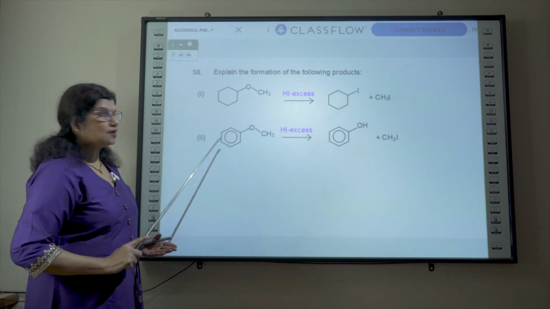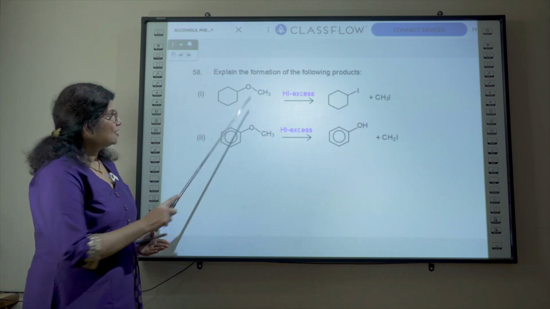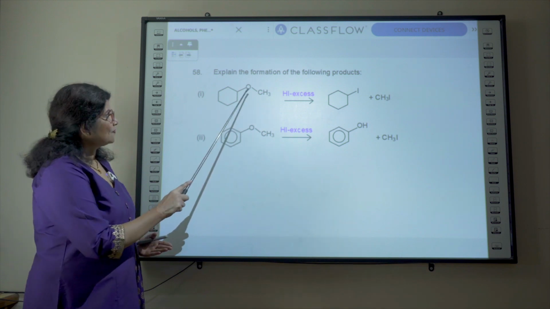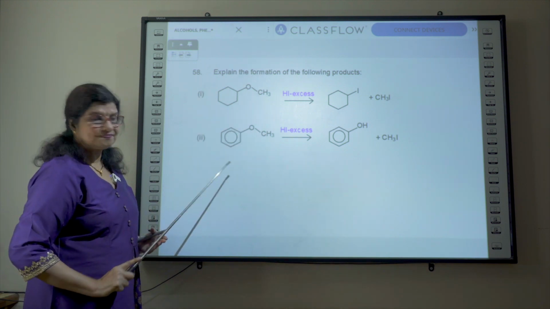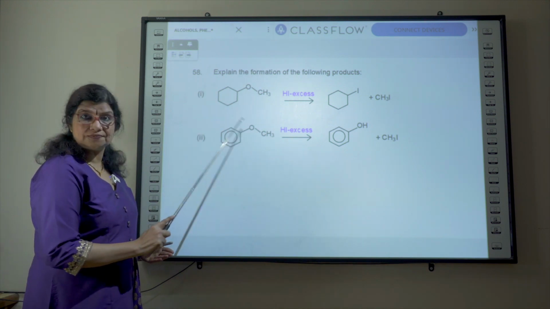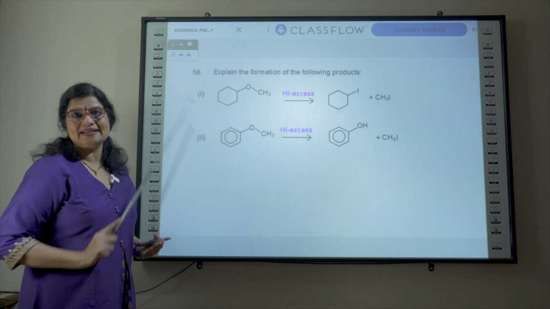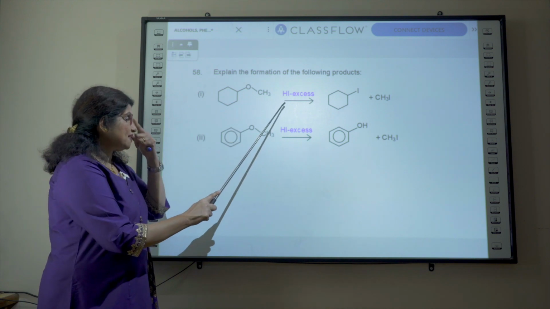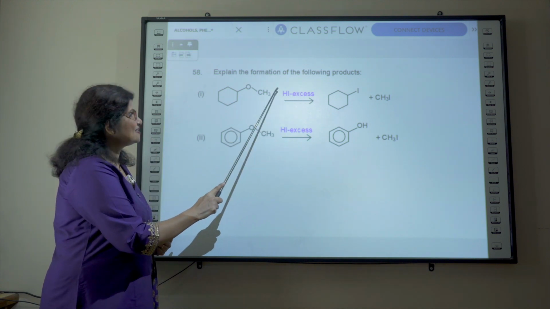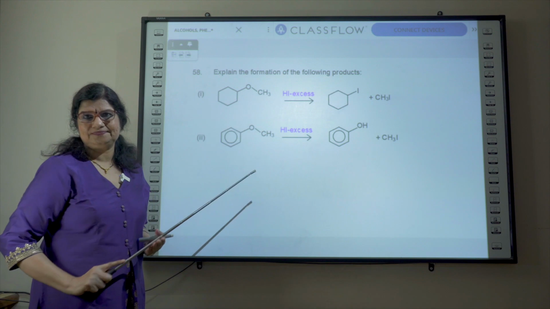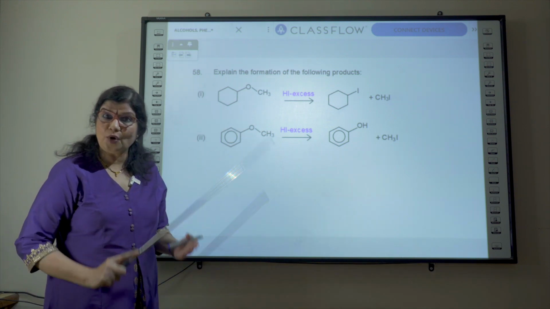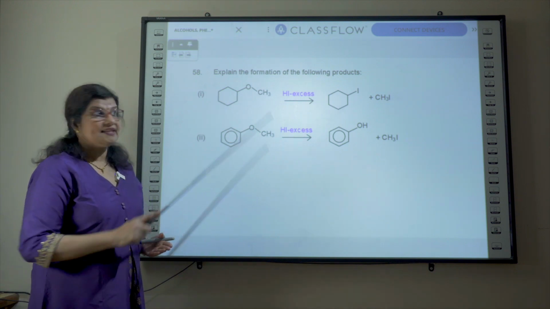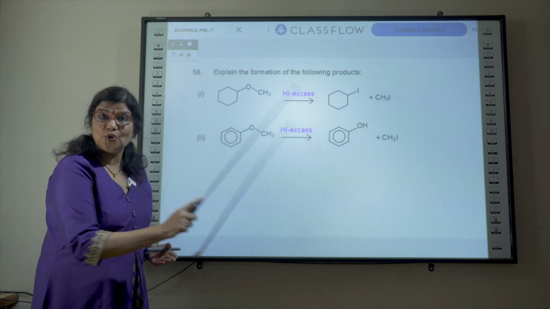You've been given two ethers, right? Now both are asymmetrical ethers. This is an aliphatic ether, and here you have an aryl group, a benzene ring, an aromatic ether. Both these ethers are subjected to reaction with excess hydrogen iodide. A very interesting and important reaction. The products depend upon the type of pathway followed.